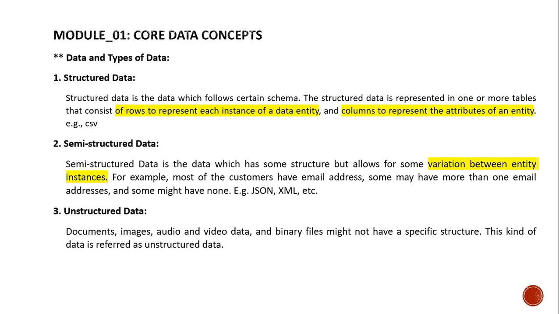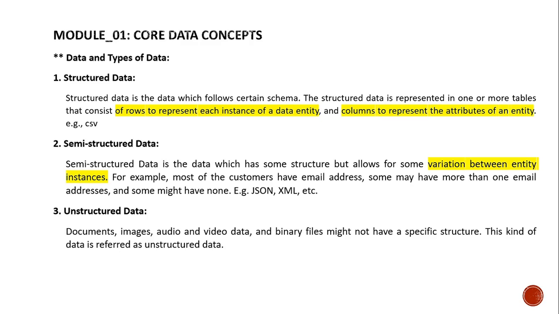First one over here is structured data. In simple words, the structured data is the data having some structure, particular structure. For example, CSV files. Okay, so data stored in relational databases is also another example. So in relational databases, what happens is data is stored in the form of rows and columns. So this is the structured data.